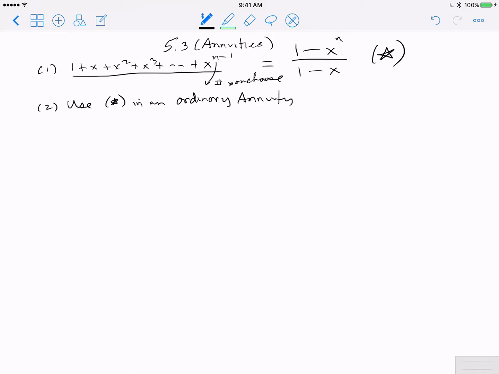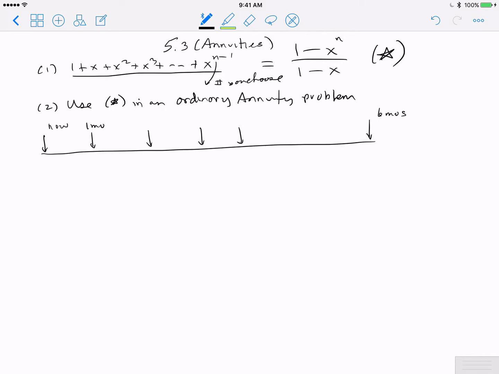in an ordinary annuity problem. So what I need to first set up is the ordinary annuity problem, and to do that I will use a timeline. So here is now, for example, and maybe here in the future is, say, 6 months' time, and we've got this time split into monthly periods. So here's maybe 1 month, 2 months, 3 months, 4 months, and then 5 months and 6 months.